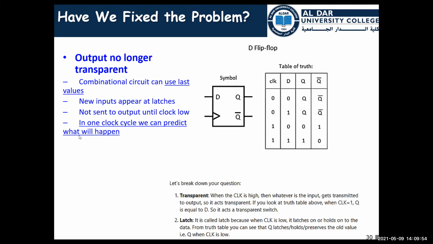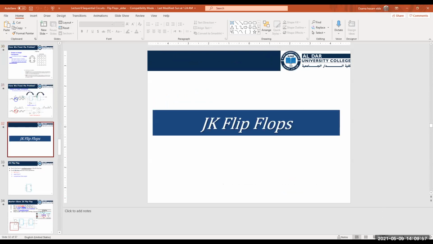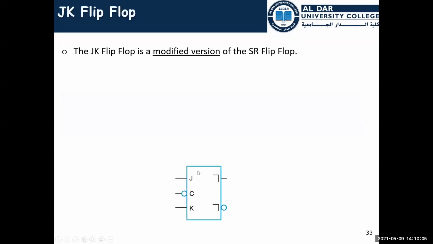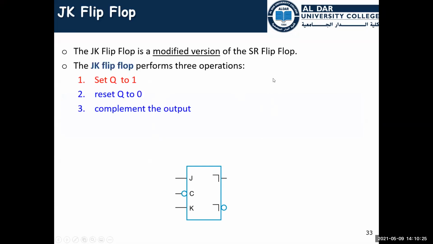Okay, so today's lecture is talking about JK flip-flops. The symbol for it is like that one. We have two inputs, J and K. We have the clear, which is negative, and we have here the output. The JK flip-flop is just a modification version of the SR flip-flop, and it has three different operations. It sets Q to 1, or resets Q to 0, or complements the output.